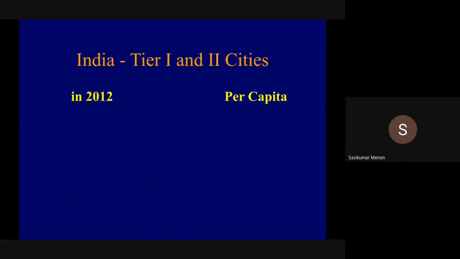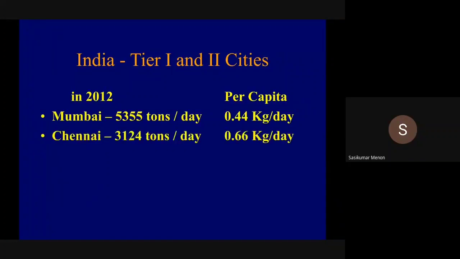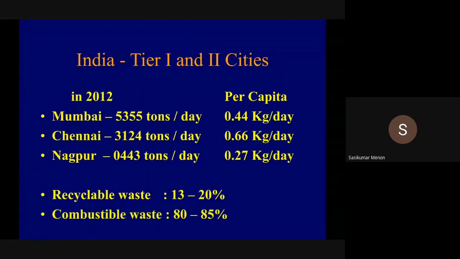Then if you look at the tier 2 and tier 1 cities in India, you will find that about 0.5 kg is our per capita production in Mumbai. Chennai has little higher production of solid waste. Nagpur has very low. And among all the solid waste that we generate, about 20% can be recycled, whereas 85% of it cannot be. They are just burned because they are not even recycled, not even considered for reusing. It is just burnt.